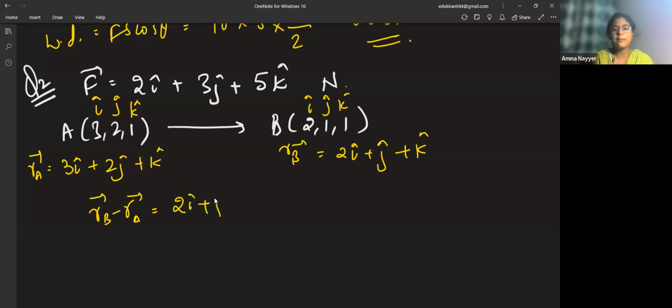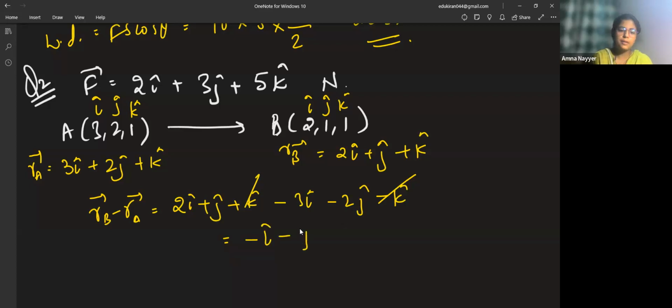So 2I cap plus J cap plus K cap minus 3I cap minus 2J cap minus K cap. K cap would get cancelled. 2I cap minus 3I cap is minus I cap. J cap minus 2J cap again is minus J cap. This is now the displacement S_AB.